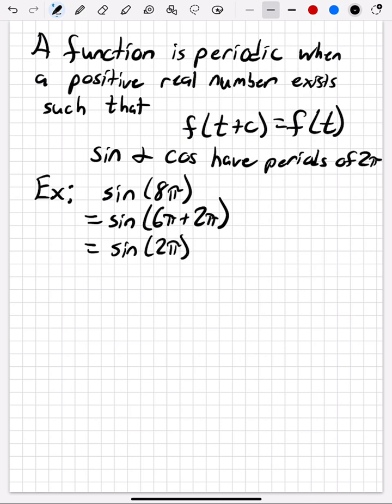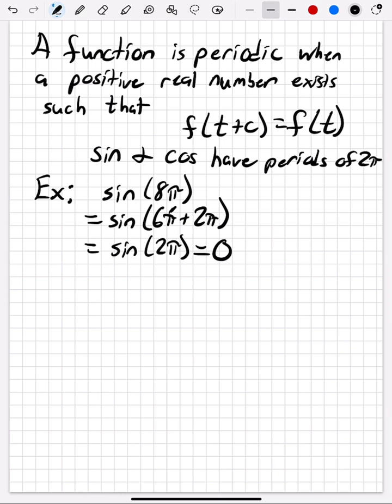So we're viewing 6 pi as c here. All right. And the sine of 2 pi is 0. So what that means is the sine of 2 pi, 4 pi, 6 pi, 8 pi, 10 pi, 12 pi, and so on would all be 0. So that's how we can use periods to easily determine, if it's a larger value of pi, we only want to know what it is in between 0 and 2 pi because that's full circle.